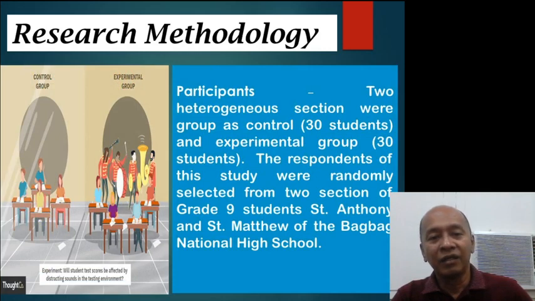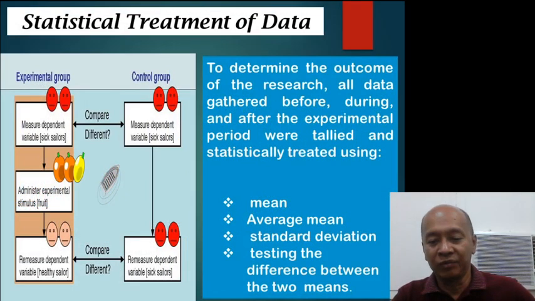Participants in the heterogeneous sections were 30 students, and the experimental group was 30 students also. The respondents of this study were randomly selected from the two sections of grade 9 students of St. Anthony and St. Matthew of Bagbag National High School.